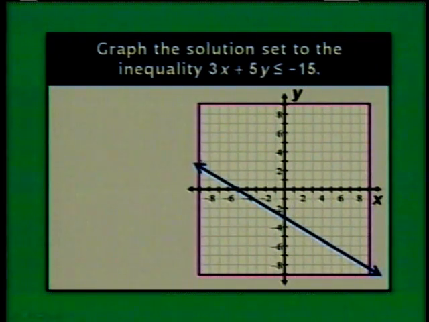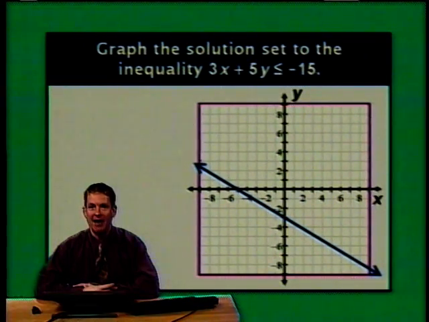So now the issue is, do I shade the half plane above the line, or do I shade the half plane below the line? Well, all I need to do is test any point not on the line in the inequality. For example, the point (0, 0). It's not on the line. So let's use that as our test point.